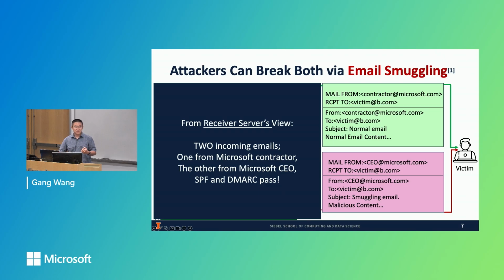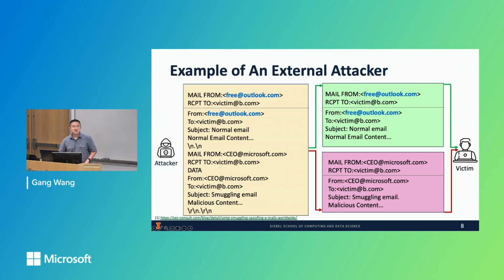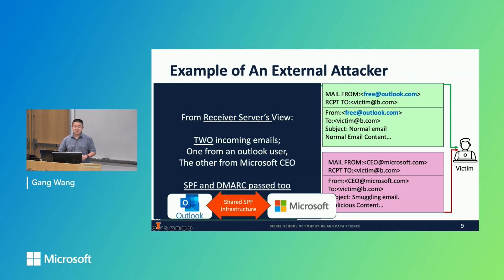What about the external attackers? Here's the answer, right? It turns out that you can register a free Outlook email as well. This is open to everybody, and then you replicate the same attack, it still works. Well, the reason for this is Microsoft.com and Outlook.com have a shared SPF infrastructure, meaning that when they publish their SPF record, they have this include mechanism or link mechanism to say, okay, Outlook.com can send an email on behalf of Microsoft.com as well.